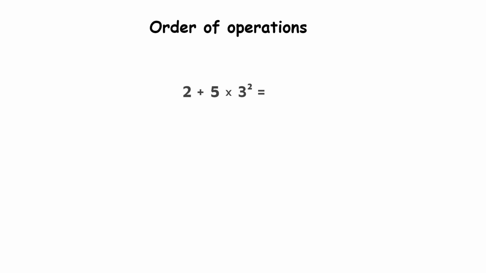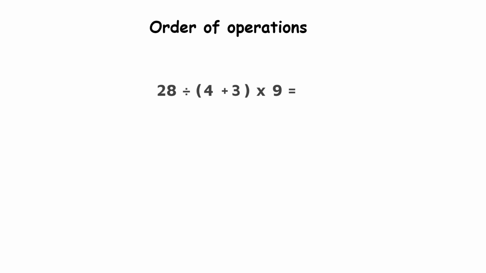In this video, we're going to talk about order of operations. So, what is order of operations? Order of operations is the rule that tells us the order we should solve math problems with multiple operations. For example, problems like this, where you have the operations addition, multiplication, and you have an exponent. Or problems like this, where you have division, addition, multiplication, and you have brackets.